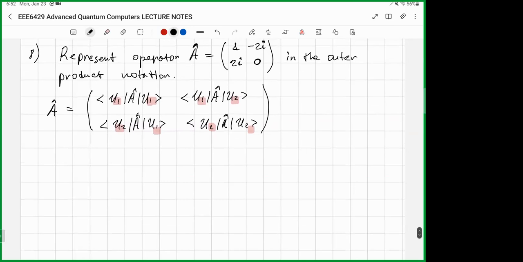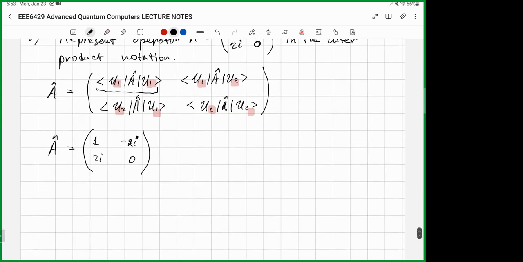So now let's go ahead and rewrite this operator here. This one, 1, minus 2i, 0. I see that, for example, this 1 must be equal to this construction here, u1, A, u1. All right.